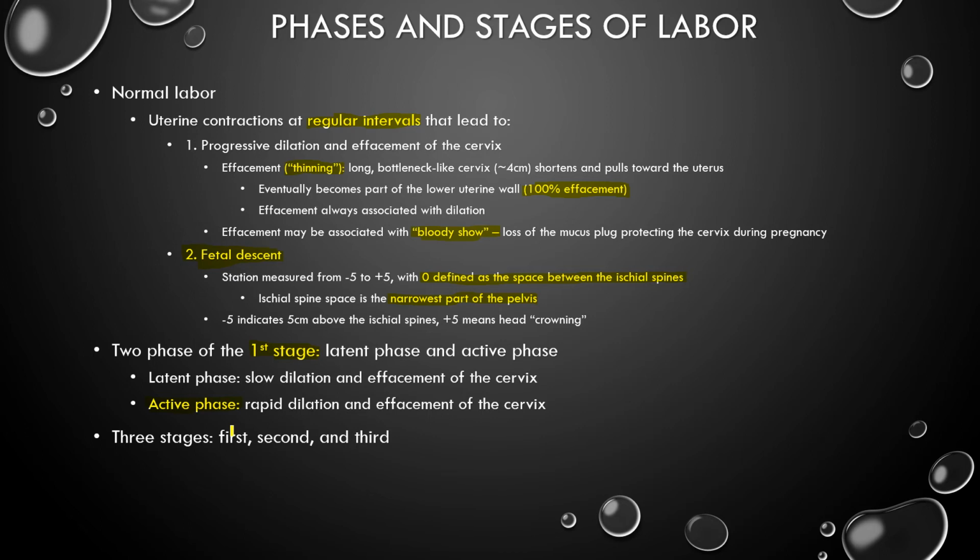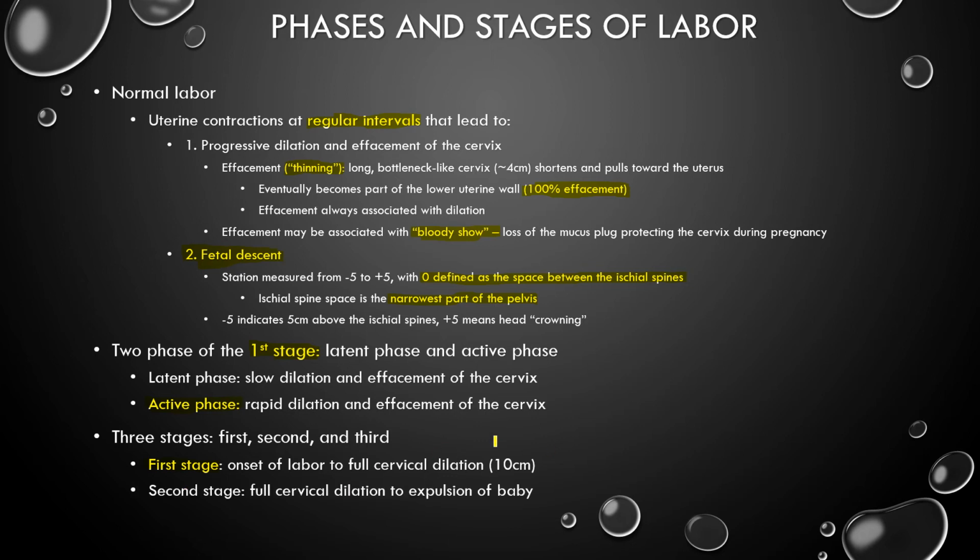So there are 3 stages: the first stage, the second stage, and the third stage. So let's define them. The first stage is the onset of labor to full cervical dilation, which we mentioned, and there are 2 phases of the first stage: the latent phase and the active phase, reaching full cervical dilation. The second stage is from full cervical dilation to expulsion of the baby. So the cervix is fully dilated to the baby completely being removed from the mother's vagina. And the third stage is expulsion of the baby to placental delivery. So after the baby has been born, it's the amount of time it takes from that event to the placenta being delivered as well. So these are all important things you need to know that will help you understand the things we'll be talking about later.